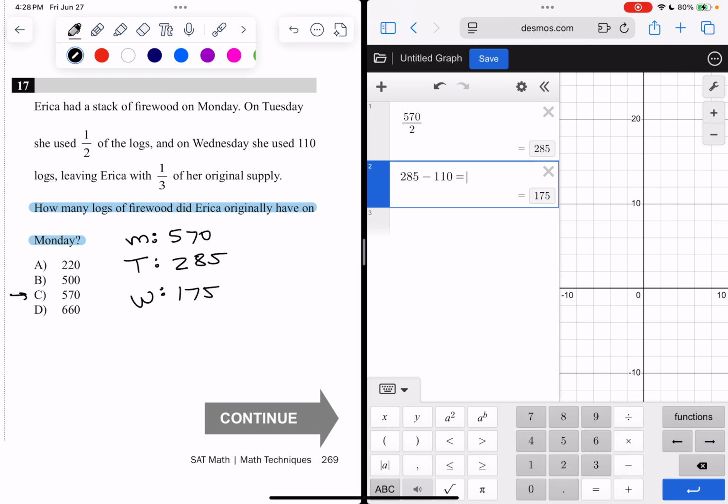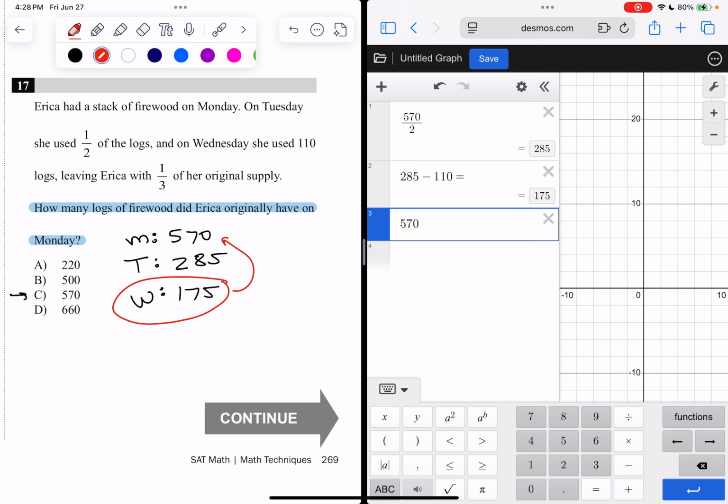And they're saying that that right here should be 1/3 of her original supply. So let me find our original supply of 570, and I'm going to multiply that by 1/3. Now tell me, 1/3 of 570, well, that's 190, not 175. Another way I can do this would be to multiply it by 3 and if I get the original amount, we're good to go. So again, no, it's too small. So let's see, I can get rid of this guy.